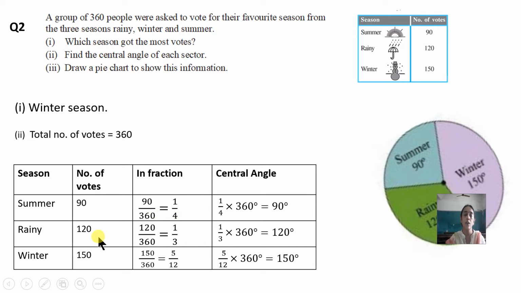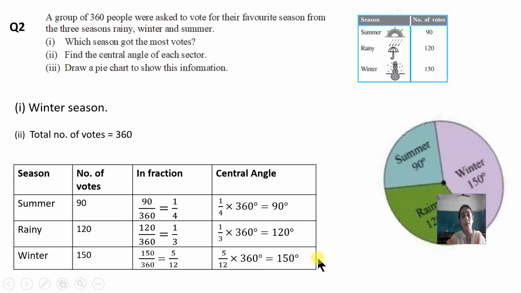Then 120 upon 360 is equal to 1 upon 3. And 150 upon 360 is equal to 5 upon 12. And we multiply this fraction with 360 degree. So, 1 upon 4 into 360 is equal to 90 degree. 1 upon 3 into 360 degree is equal to 120 degree. And 5 upon 12 into 360 is 150 degree.